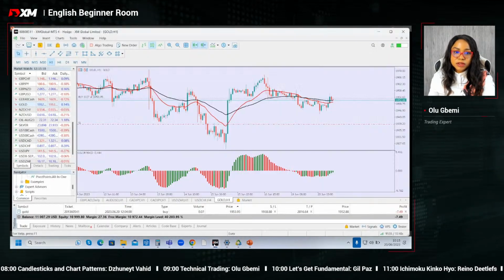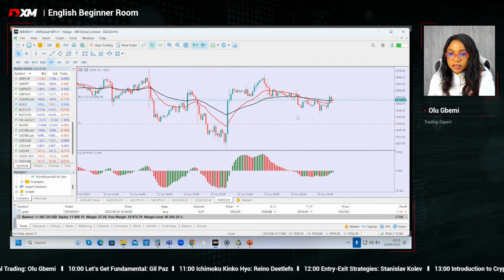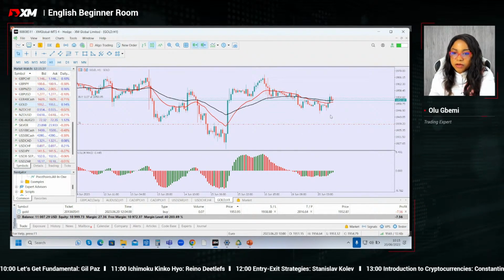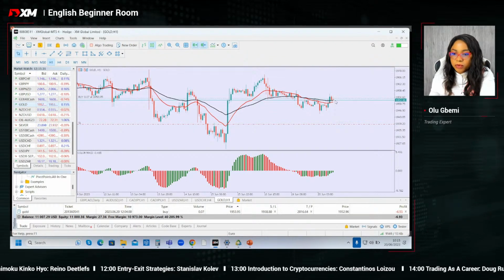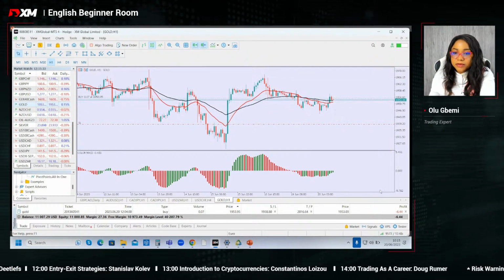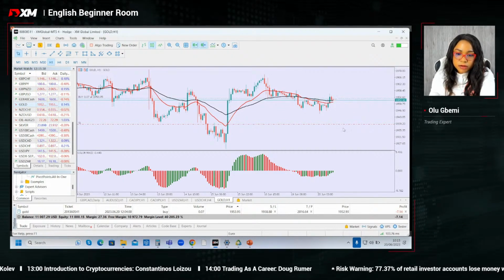So this is what I mean. This is the 1 hour time frame that we opened earlier. What this means is every candle on this 1 hour time frame is formed within 1 hour. This current candle that opened had formed as at 15 minutes ago, and in the next 45 minutes, it's going to close.